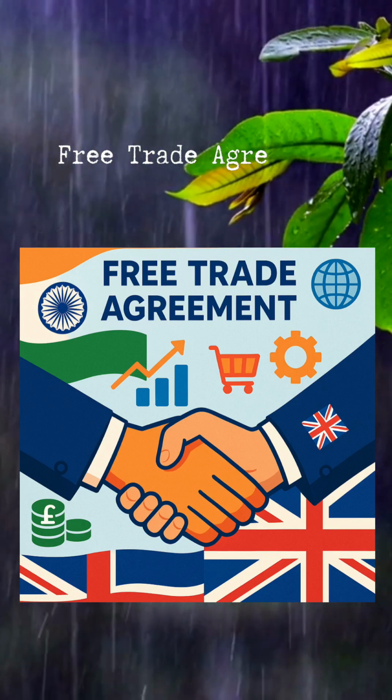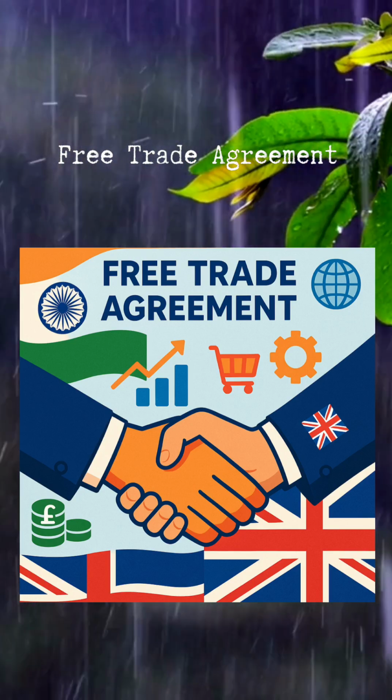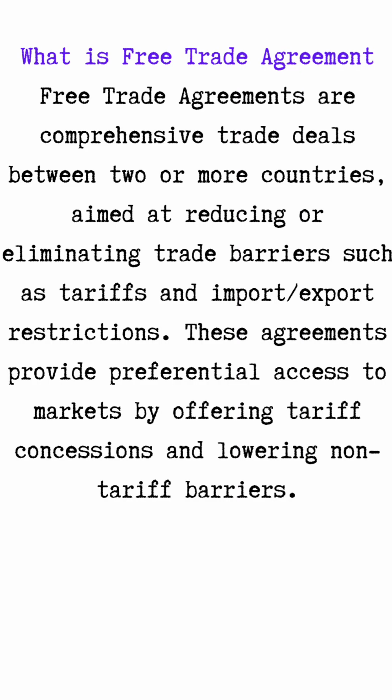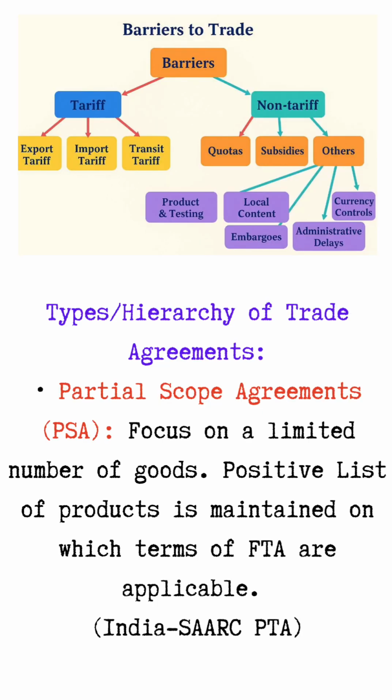Let's know about free trade agreements. A free trade agreement is an agreement between two or more countries to reduce or eliminate trade barriers, which are tariffs and trade restrictions. Free trade agreements provide preferential access to markets by enabling trade liberalization. Barriers to trade are bifurcated into tariff and non-tariff barriers.